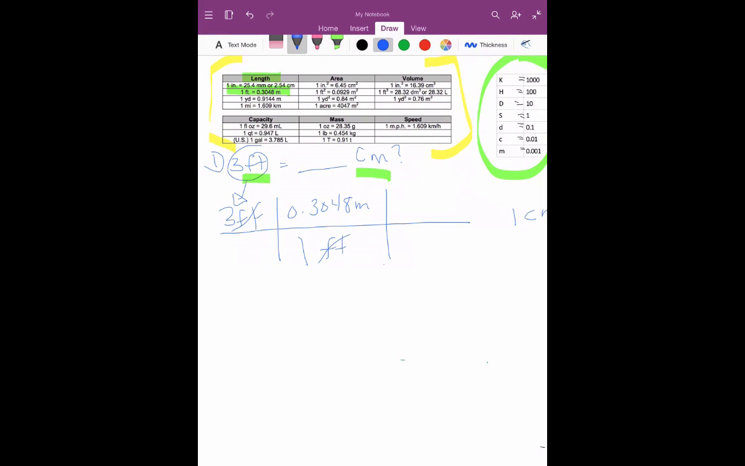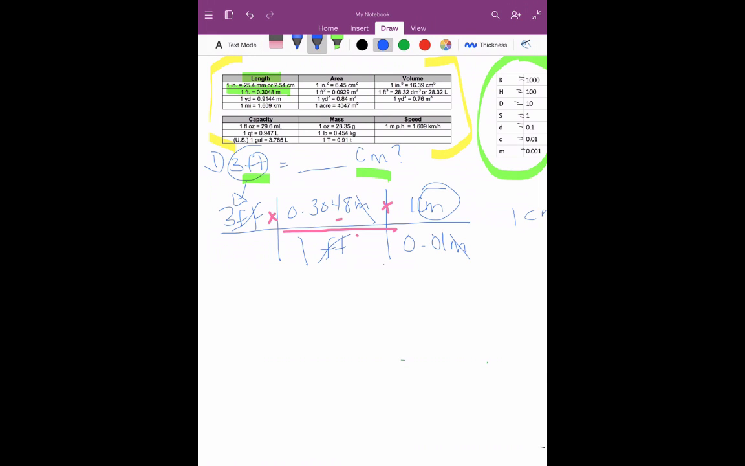We again want our meters to cross out, so meters is going to go on the bottom. We add 0.01 and 1 centimeter. That's going to make our meters, bam, bam, cross out, and we're going to be left with our desired units of centimeters. For this next part, we are going to need a calculator. To do this, you multiply across the top, and you divide this whole thing by the bottom.